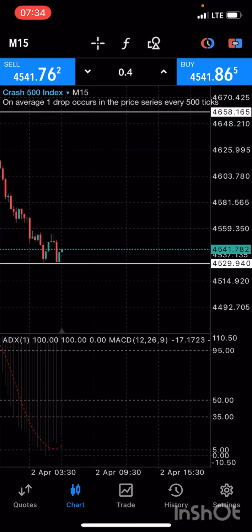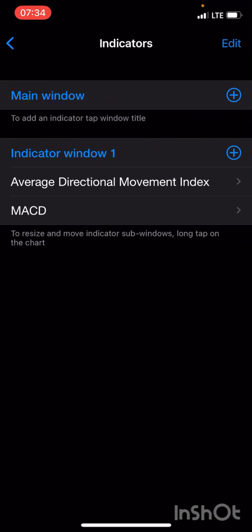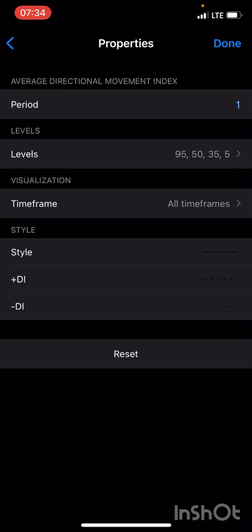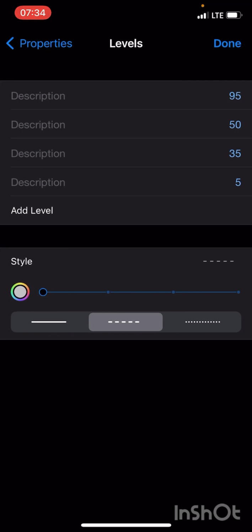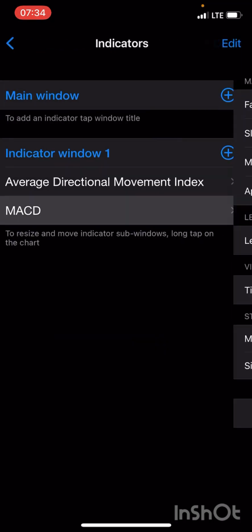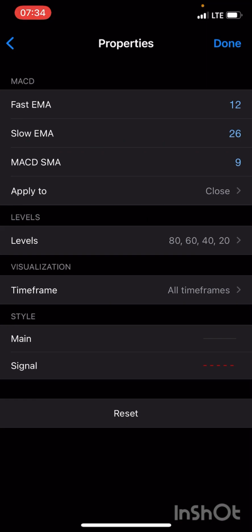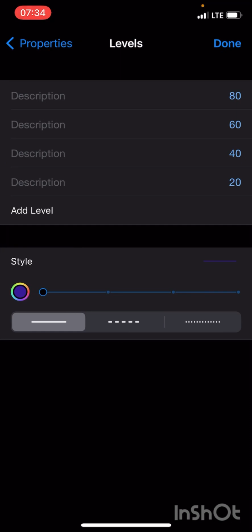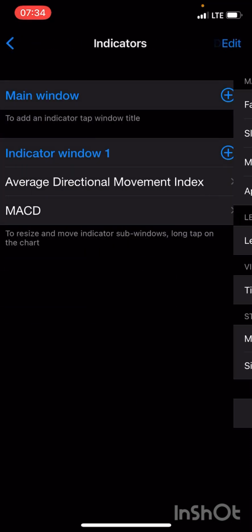Okay. So now let's get back to business. I know you are here to get the settings. So now I'm going to show you. I'm using the ADX, average directional movement index, and here are the settings. You can just screenshot this. Okay, the levels. When you're done, you click on done, go back, add the MACD. There are levels too. When you're done, you click on done and you go back to the chart.